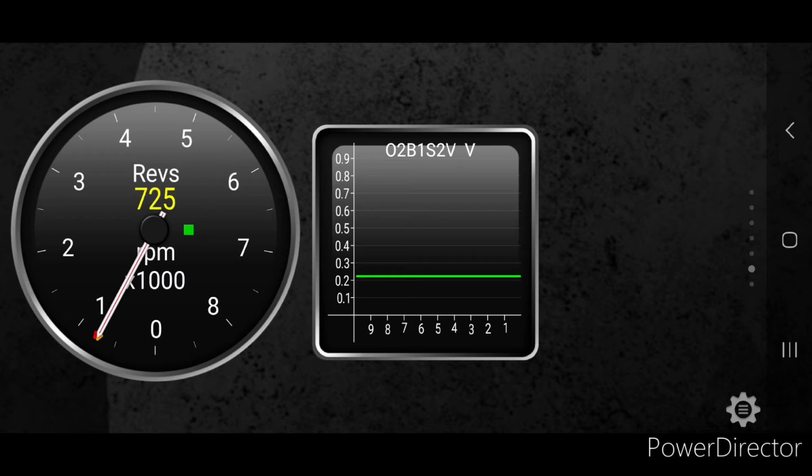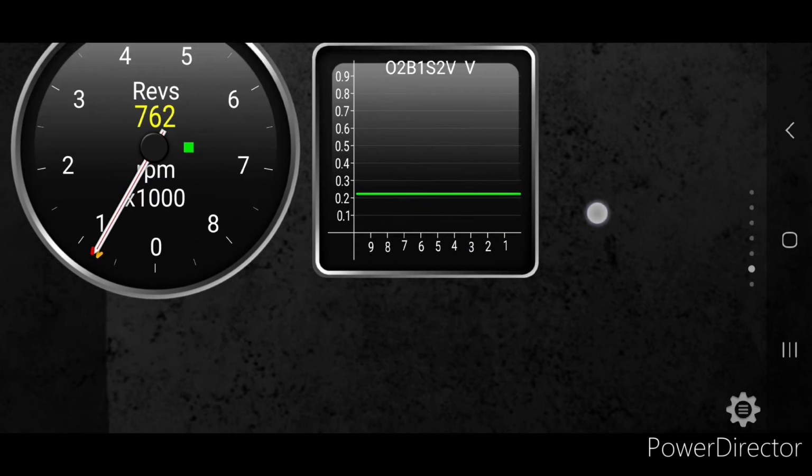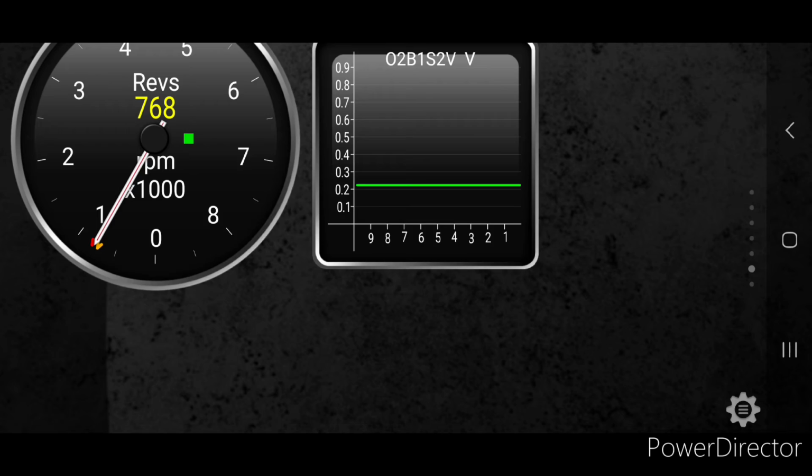For me, guys, usually I have seen somewhere around 0.5 volts, some of them are 0.7, some of them are 0.4, but not as low as 0.2. So I think there is something wrong with our oxygen sensor located after the catalytic converter. So let's go see the other parameters.